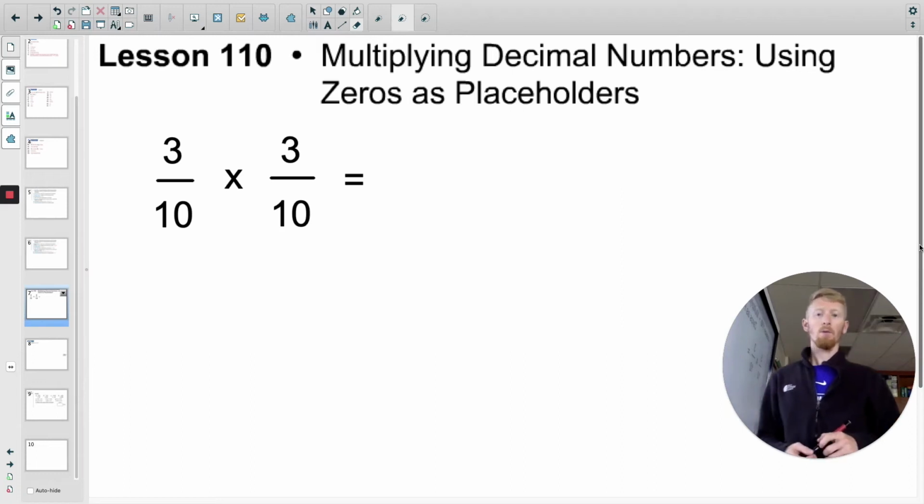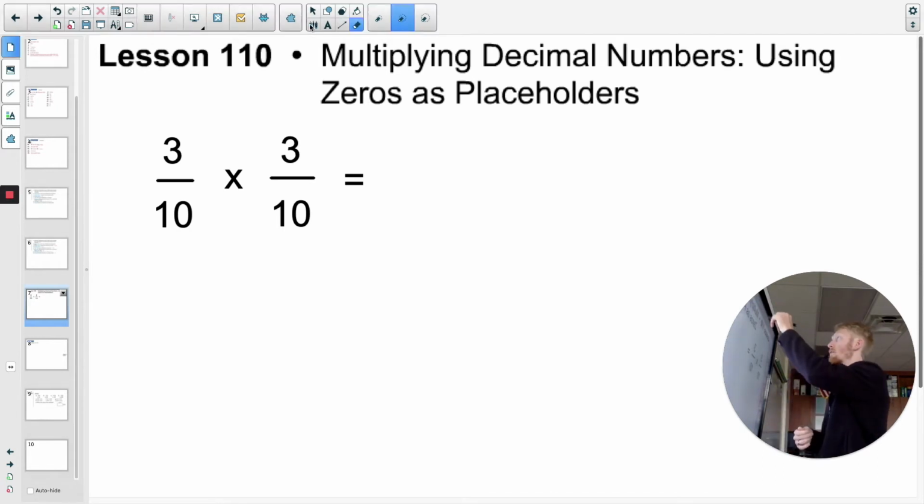All right, fifth grade, we're building off of yesterday's lesson on multiplying decimal numbers. This time we're just adding zeros as placeholders. Let's start by looking at these fractions. So you all know how to multiply fractions. That was one of our previous lessons.